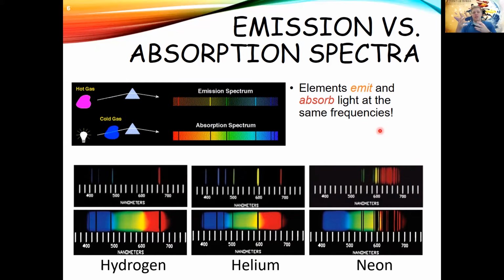So emission comes from hot material, and your emission spectrum is individual lines. Your absorption spectrum is measured relative to white light, and it's the black lines that are absorbed. So your absorption has black lines, your emission has colored lines.